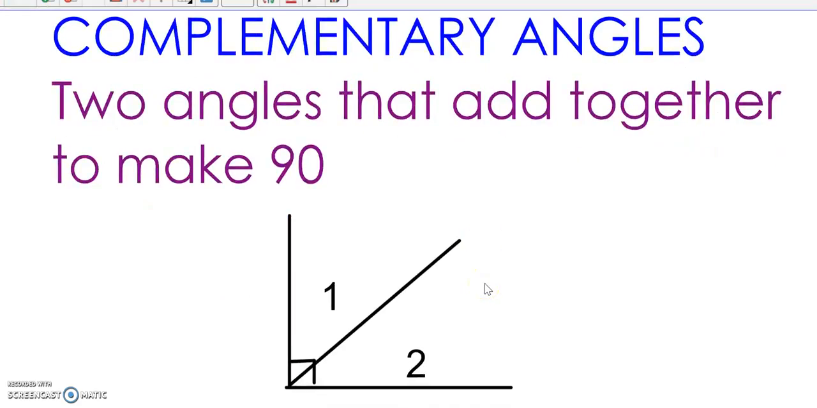Complementary angles. These are angles that add up to 90 degrees. Angle 1 and angle 2 would be an example. You can tell because you see the box in the corner, that's telling you that the total is 90 degrees. So these are definitely complementary.